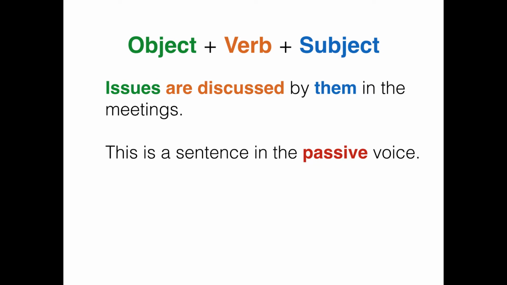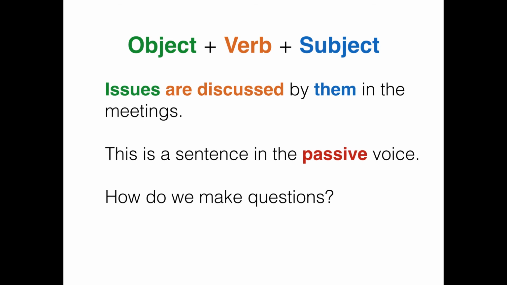We form the passive voice with the verb to be. Here it's "are" because "issues" is plural. And the third form of the verb, which we sometimes call the past participle. If we want to include the subject in a sentence in the passive voice, we need the preposition "by" beforehand. So: issues are discussed by them in the meetings.